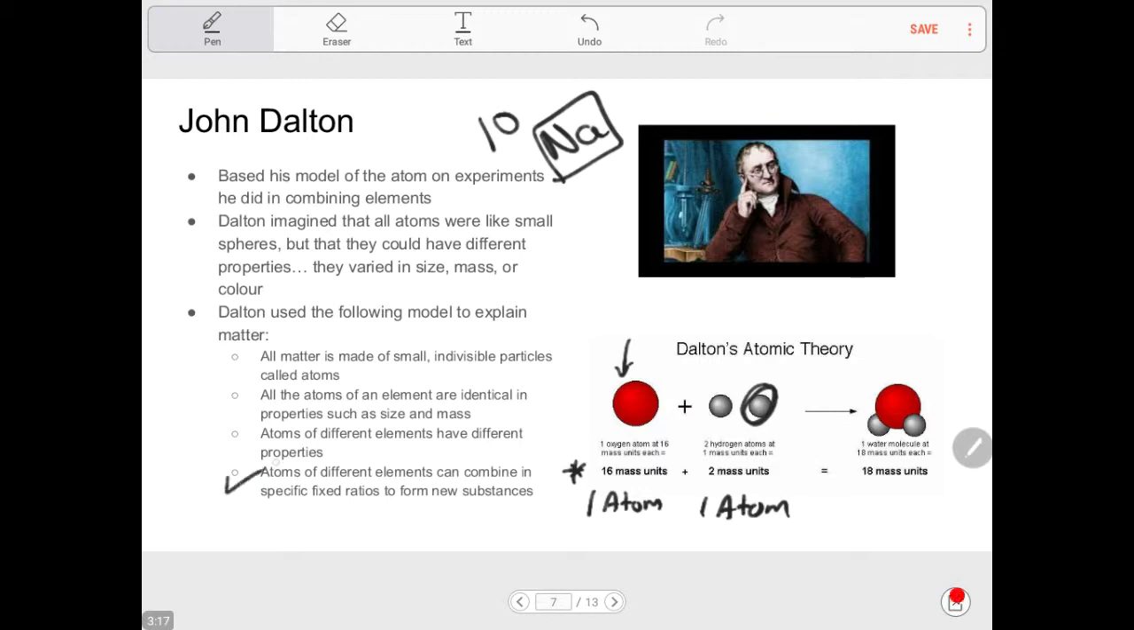And finally, what John Dalton said here is that atoms can combine in different fixed ratios to form new substances. As you can see right here, as we all know, if you take one oxygen and two hydrogens, they will come together and form a new substance, which is H2O or water. Okay, so that's what John Dalton contributed to the model of an atom.